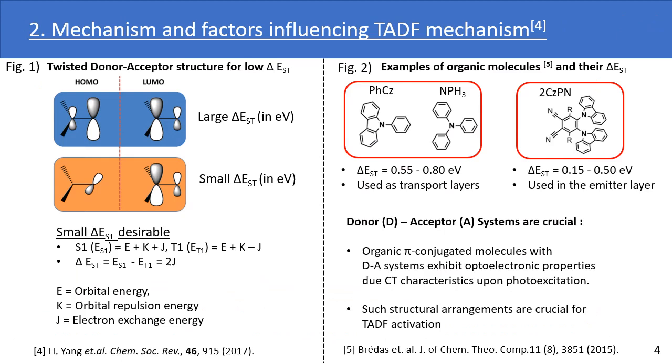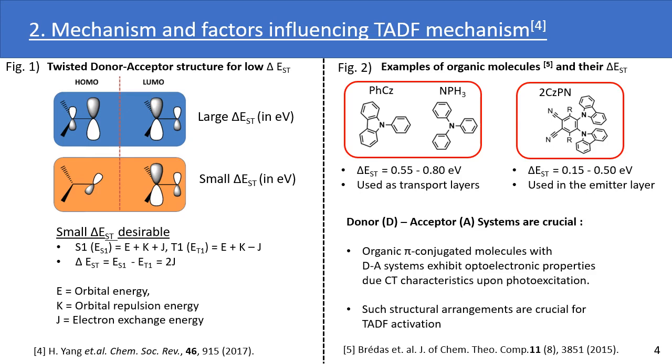Now let's discuss the mechanism and the factors influencing the thermally activated delayed fluorescence. For this, let's focus on figure 1 on the left side of the slide. It was established by Adachi and co-workers that efficient emitter molecules must contain small singlet triplet gap, which can be achieved if the HOMO and LUMO are localized on different fragments of the molecule, and also they must contain a twisted donor acceptor structure.